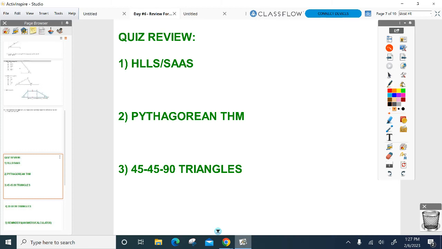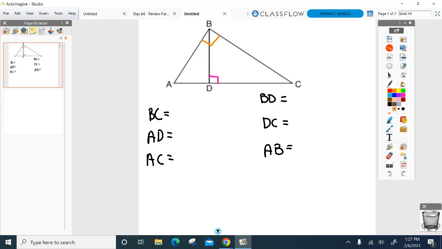Let's just go over all the topics, and then I'll give you guys plenty of time in your groups to work on all the review that you need to and get reps, and more reps. So let's talk about Hills and Sass. It will be on there tomorrow. First, how do I know when I can use Hills and Sass?